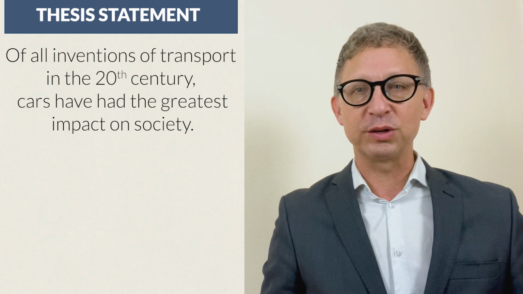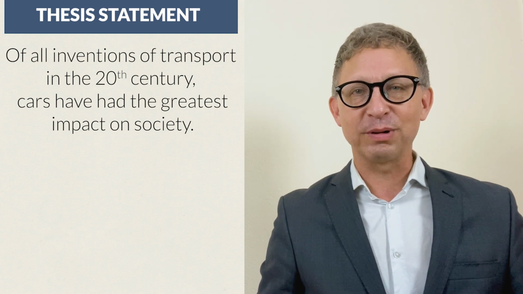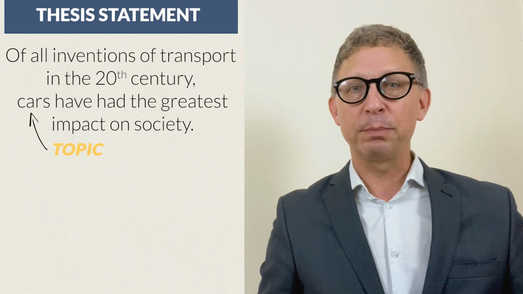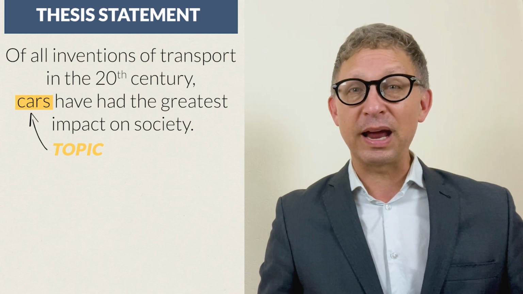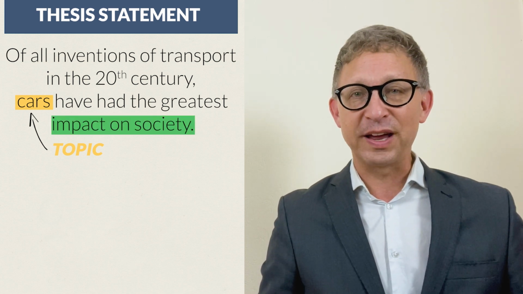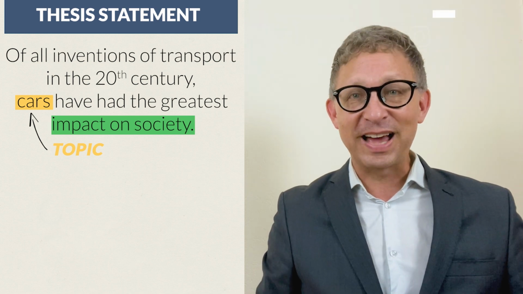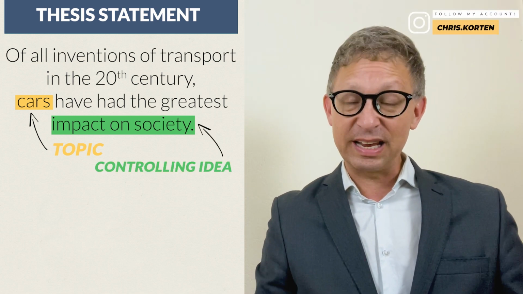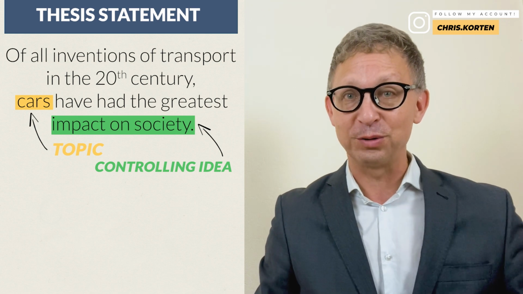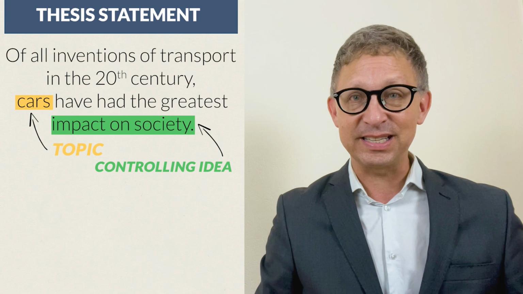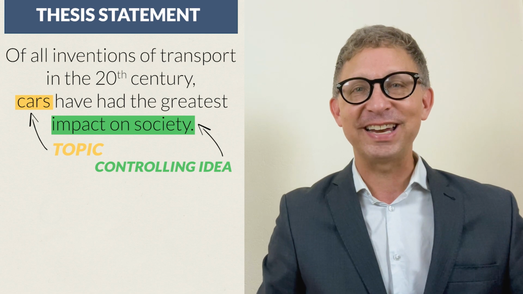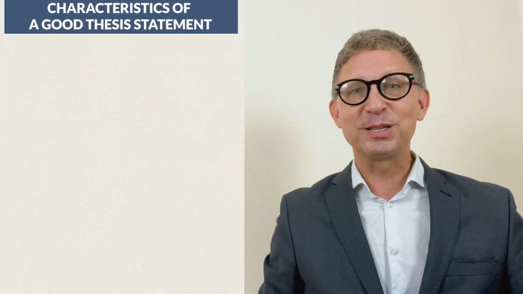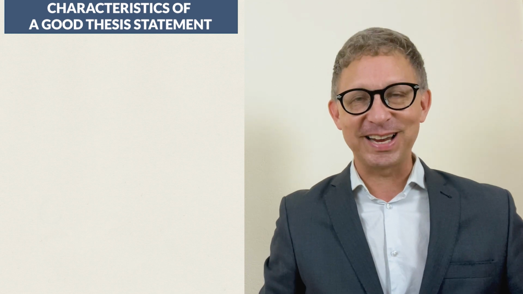Let's take another example. "Of all inventions of transport in the 20th century, cars have had the greatest impact on society." The topic is cars. This essay is going to discuss cars, but it will do so from a particular perspective, their impact on society. That's the controlling idea, which, in other words, is what you're going to argue. Understanding the composition of the thesis statement and how these two elements relate to each other is important in creating interesting thesis statements. Now let's look at characteristics of a good thesis statement.